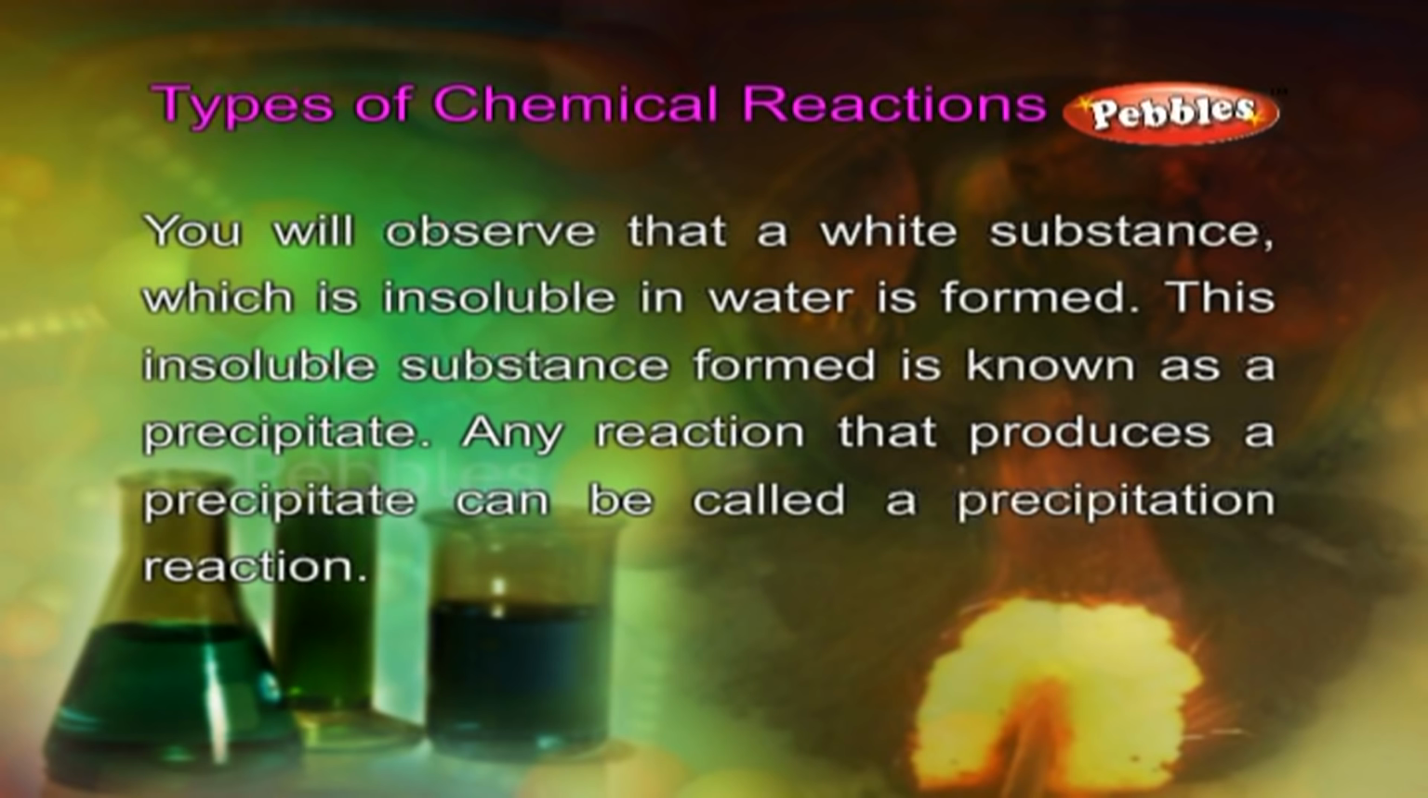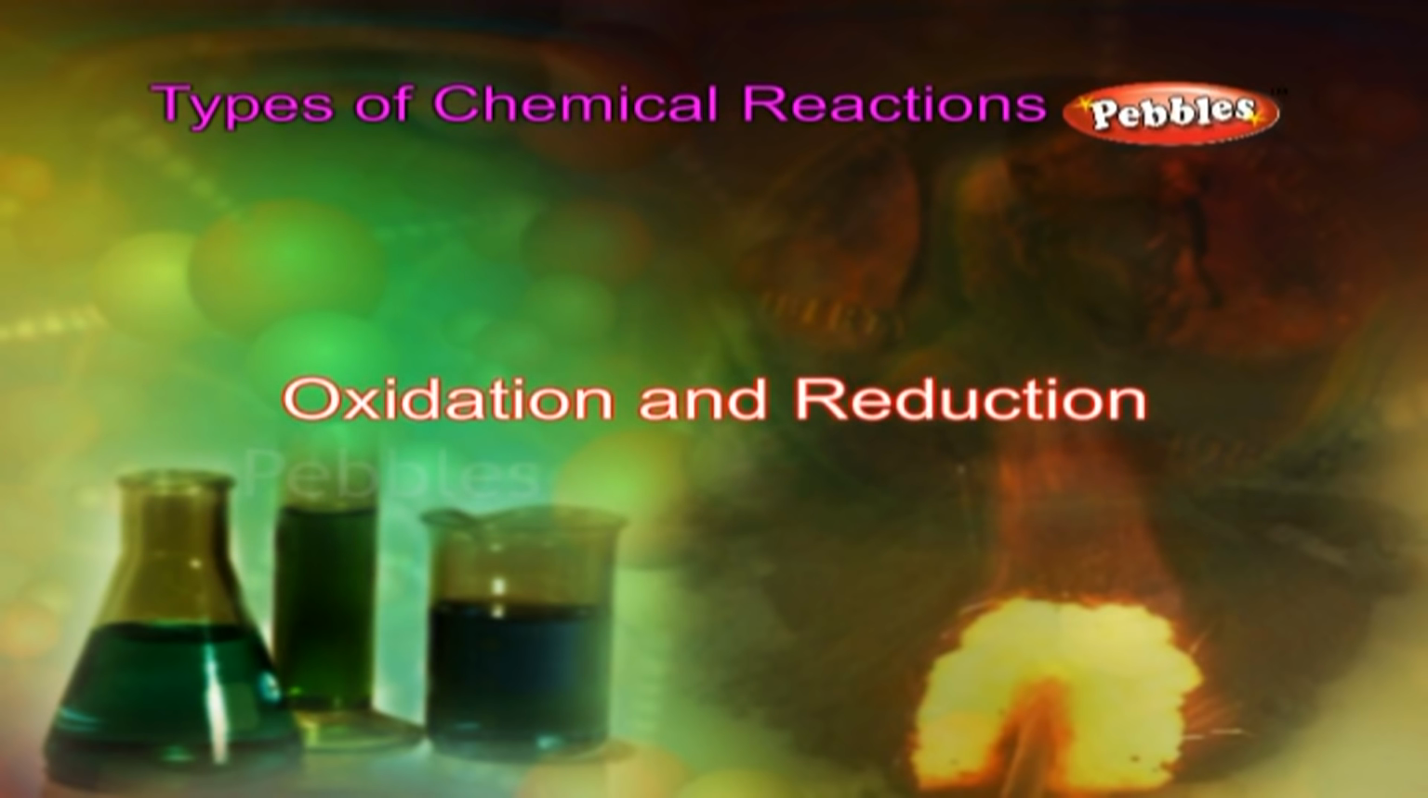You will observe that a white substance which is insoluble in water is formed. This insoluble substance formed is known as a precipitate. Any reaction that produces a precipitate can be called a precipitation reaction. Oxidation and reduction.